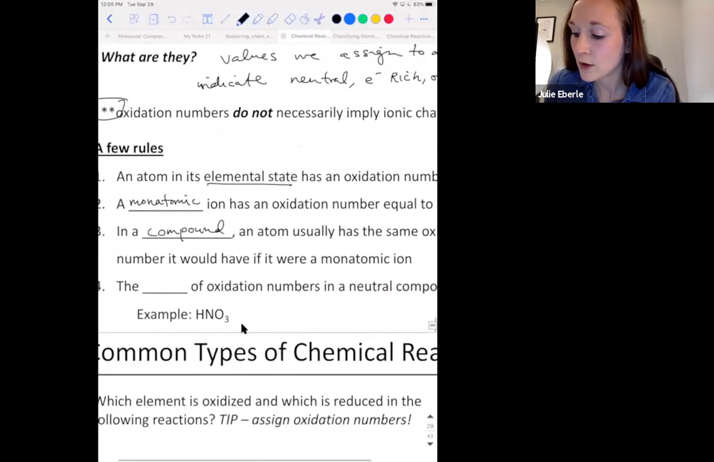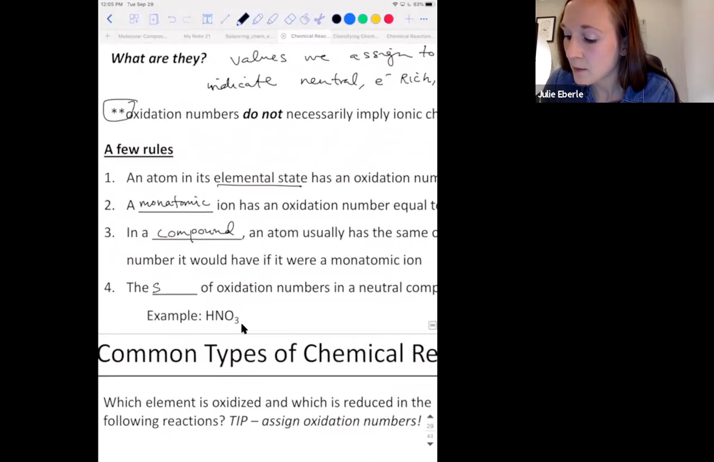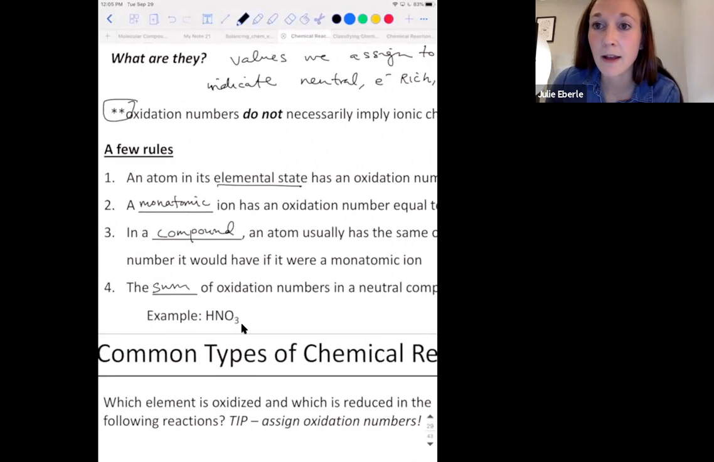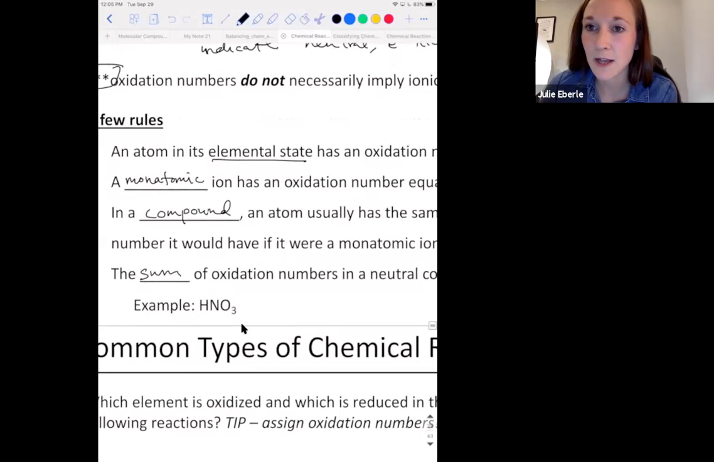Now, rule number 4, the sum total of all the oxidation numbers in a compound has to add up to 0. Again, we're keeping the same rules here that we have a neutral compound overall, okay? An example is HNO3. This was actually a problem on the homework that I removed from chapter 4. Somebody brought it up. This is an ionic compound, okay?